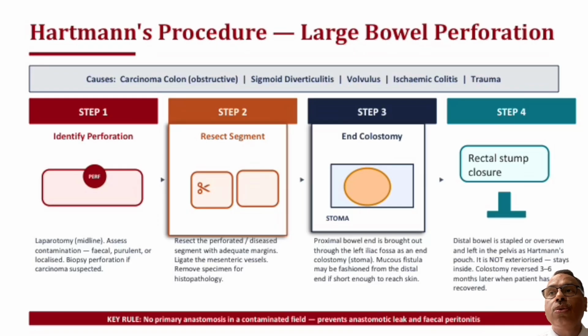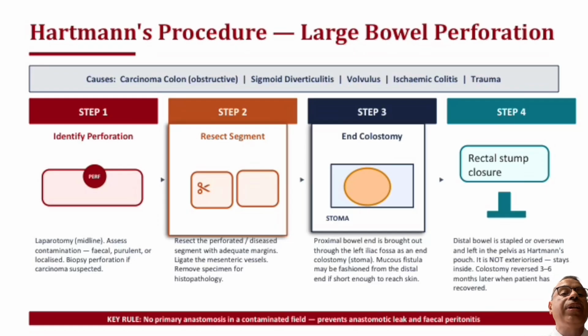A marker suture should be placed, so in a subsequent stage when the restoration of bowel continuity is attempted, this can easily be identified. The colostomy reversal or restoration of bowel continuity should be done 3 to 6 months later, not before 3 months in any case, when the patient has recovered completely. Mind you, no primary anastomosis should be done in a contaminated field. This would prevent anastomotic leak and further fecal peritonitis.